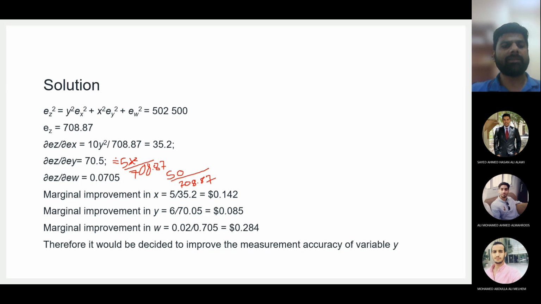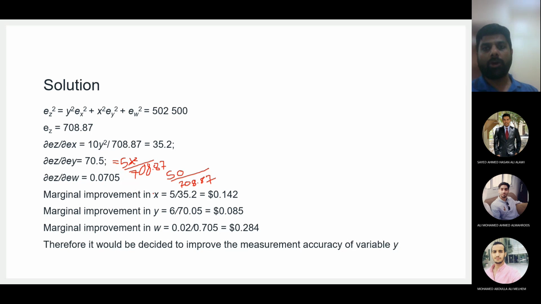So these are the errors caused, or you can say the magnitude of error caused because of each variable. Out of the overall error, how much is caused because of x, 35.2, how much is caused because of y, 70.5, and how much is caused because of w, this is 0.0705. So this is a contribution.